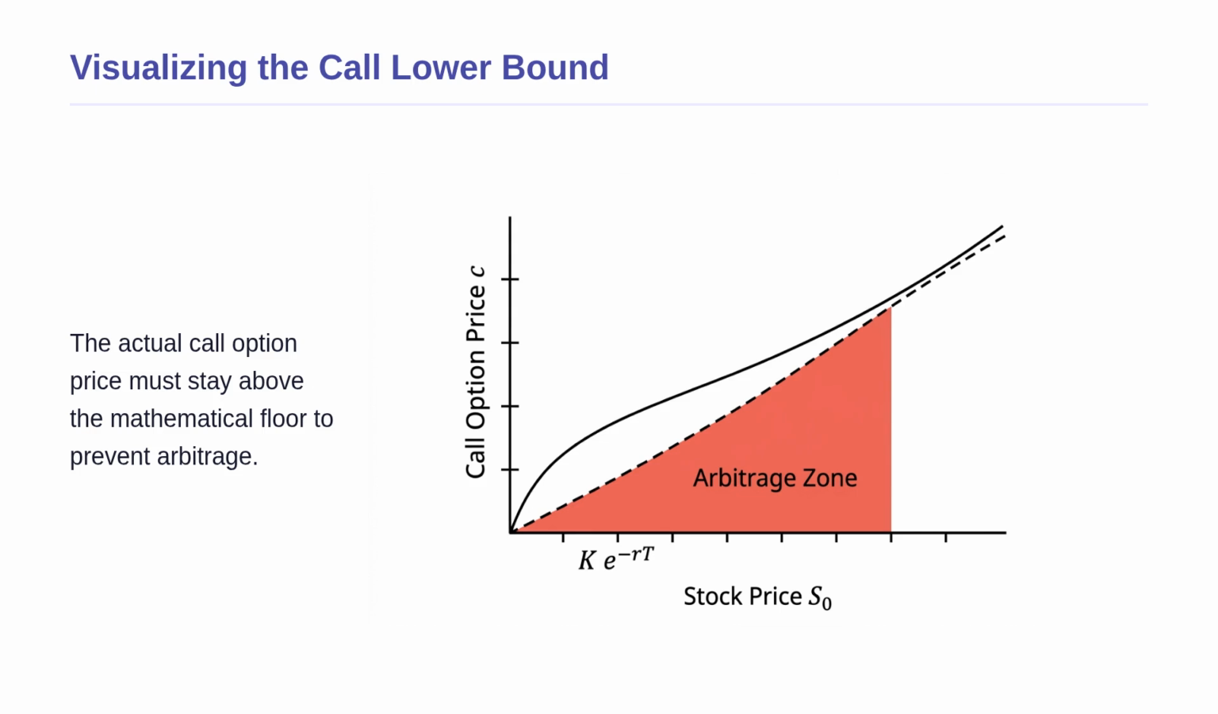The red shaded area below the dashed line is the arbitrage zone. If the option price ever dipped into this red area, it would trigger an immediate arbitrage opportunity, and traders would buy it up until the price returned above the dashed line.